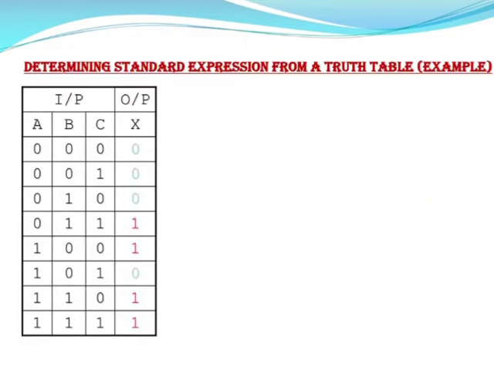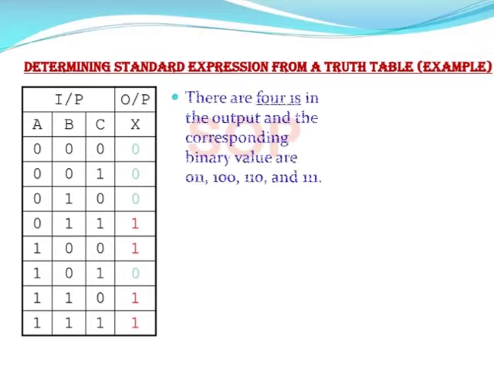Now let us do the example, determining the standard expression from a truth table. So these are the inputs A, B, C, 3 variables, 8 possible combinations. Here X is the output, and we are already given the output: 0, 0, 0, 1, 1, 0, 1, 1. Now first SOP. You should check how many ones there are.